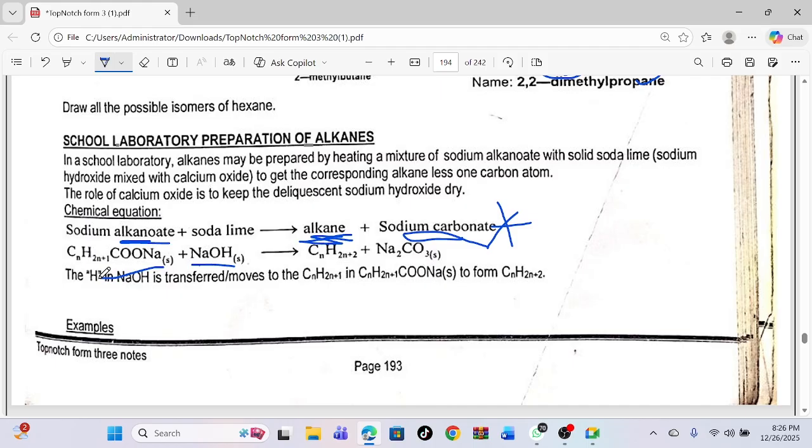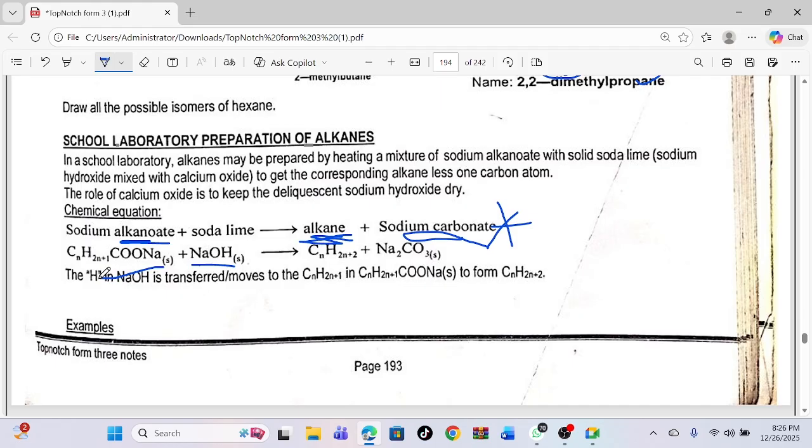Ni gani? Propane, sivyo? So I will take sodium propanoate. If I want to prepare propane, I will take sodium butanoate. Ile iko nyuma yake. If I want to prepare butane, I will take sodium pentanoate. Pentane ile iko nyuma yake. If I want to prepare pentane, I will take sodium hexanoate.